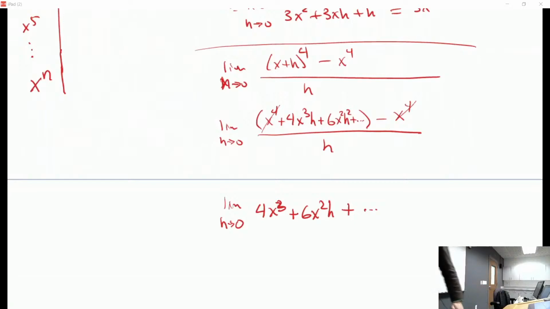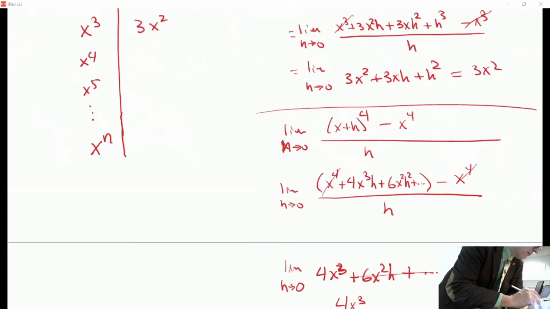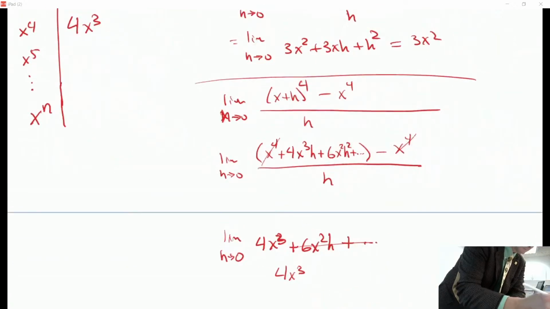I am only leaving this one here as a sort of example of what's going to happen to all the other stuff. When you plug h equals 0 into this, that goes away. You're left with 4x cubed. So that one's going to be 4x cubed. Let me do one more. This is so exciting for me.